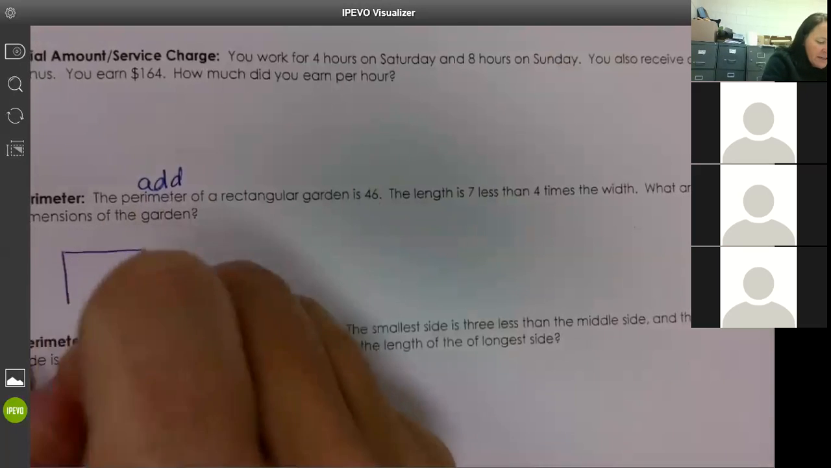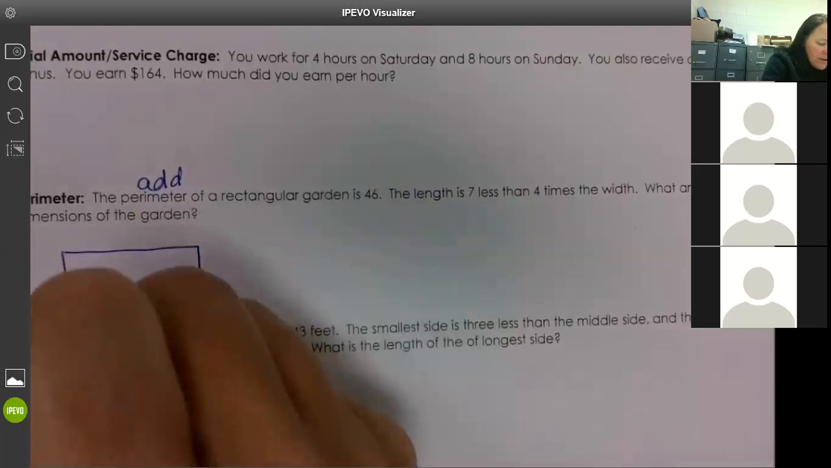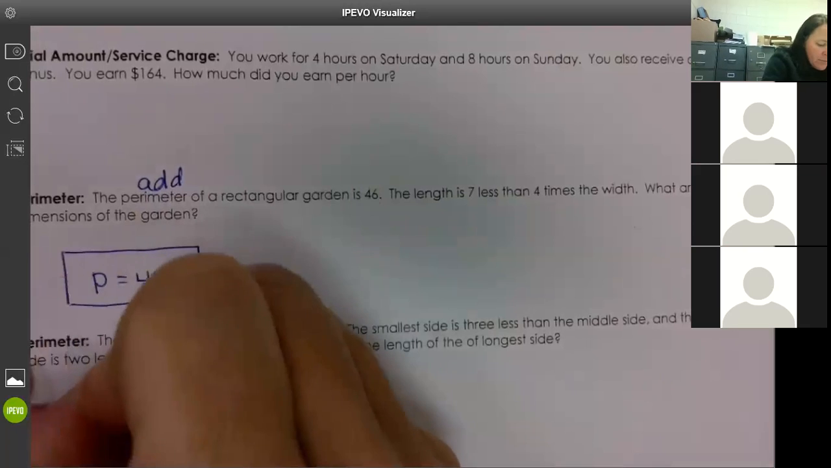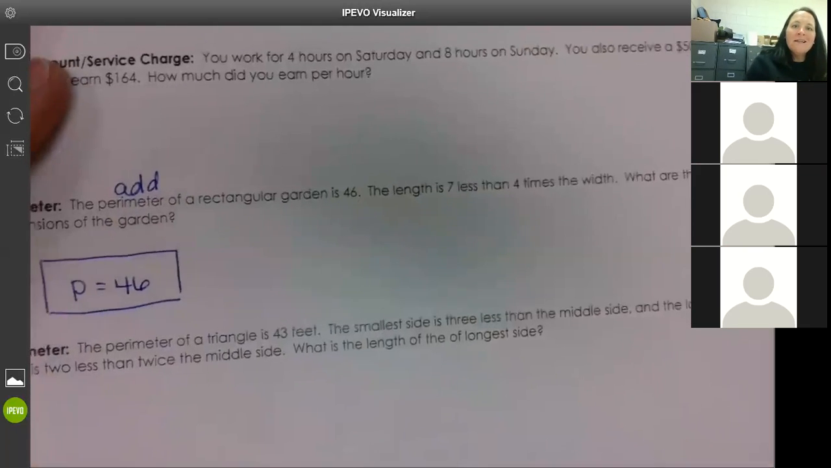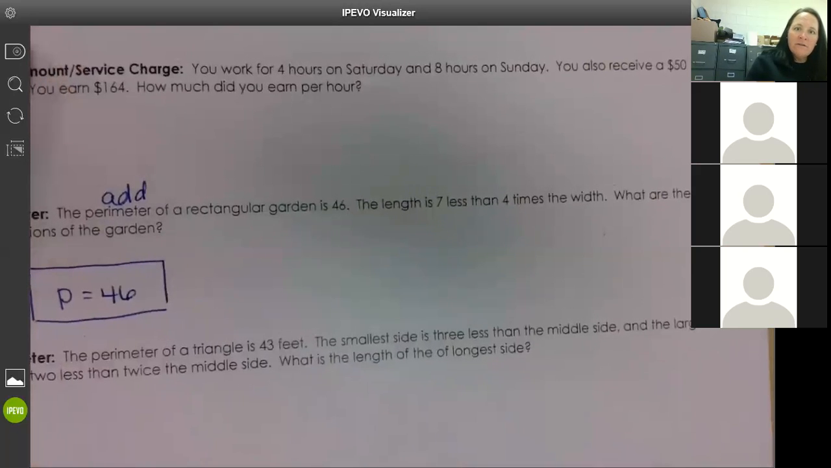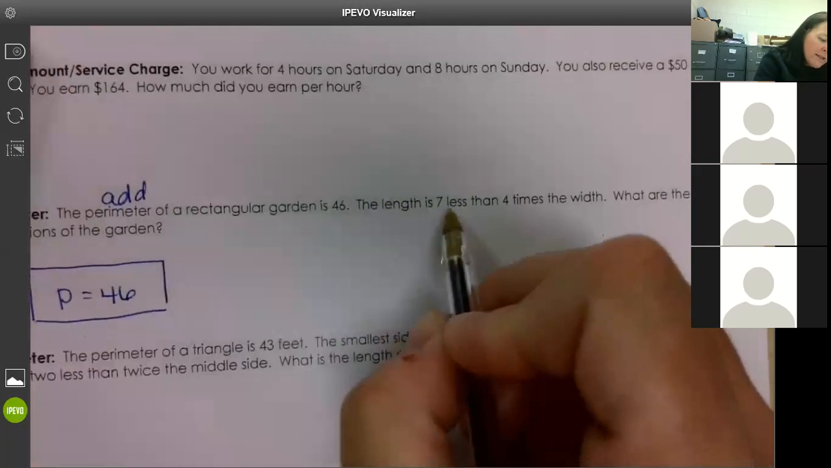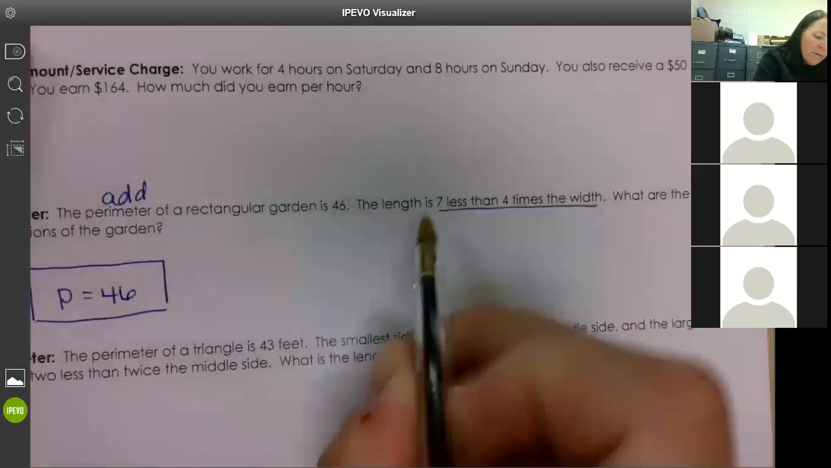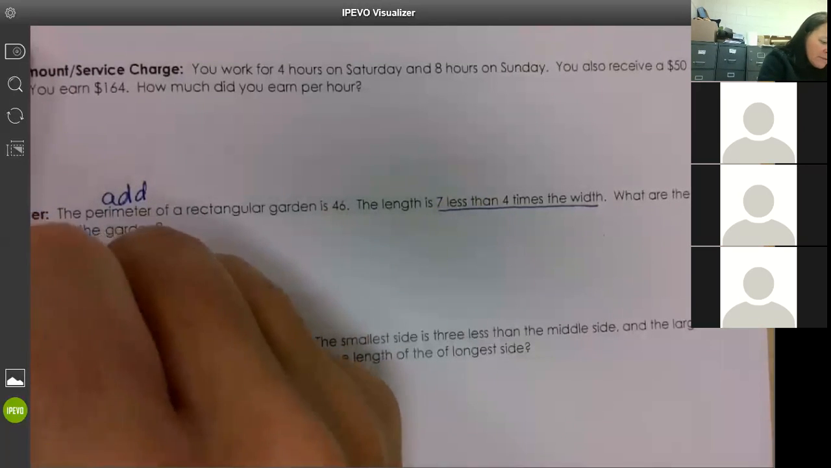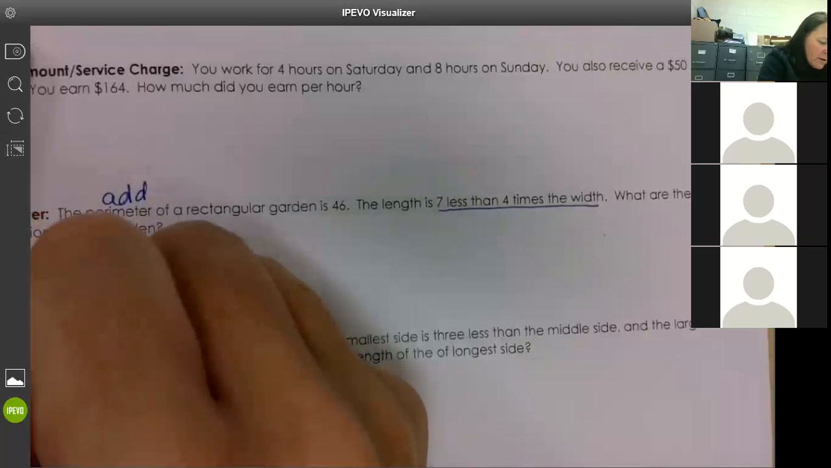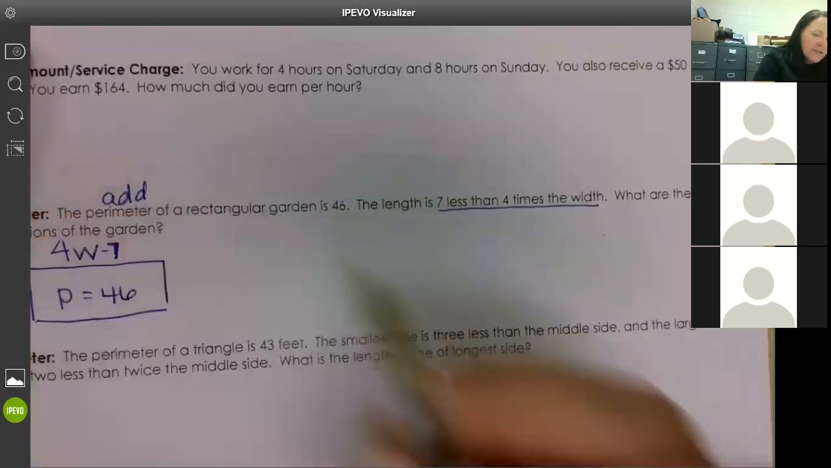So here's your rectangular garden. I always do it like this. And again, I'm just setting this up. I've got about 3 minutes, okay? The length is 7 less than 4 times the width. So to write this, remember that has to go in the back because it says less than. 4 times the width minus 7, 7 less than that.